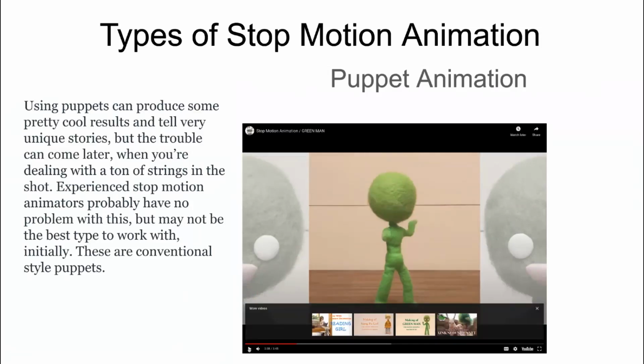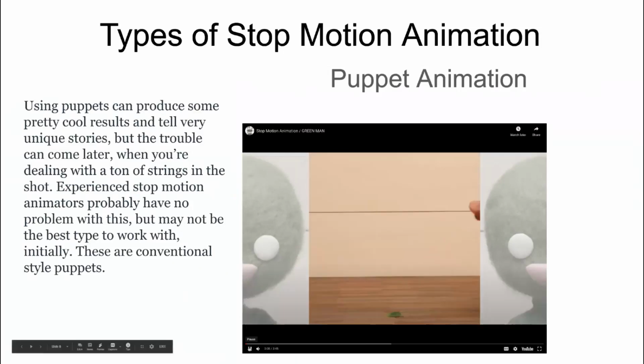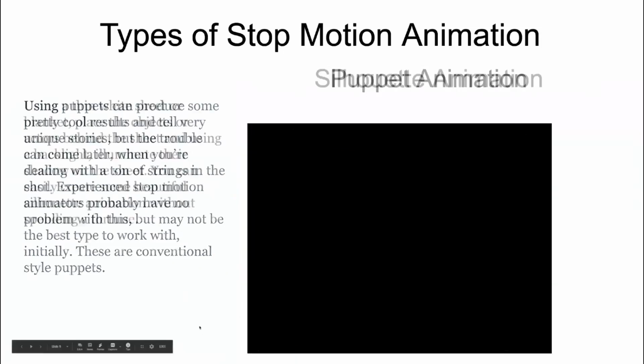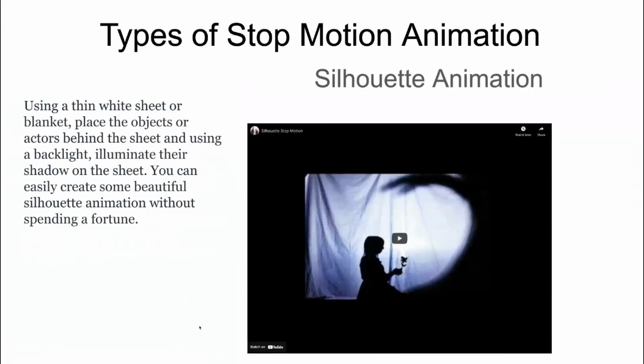Okay, you get the idea, I think. So we're going to move on to the next one. Silhouette animation is just that. You hang a white sheet, and in the background you have a lamp that'll cast a shadow on the characters. And so here's an example of silhouette animation.